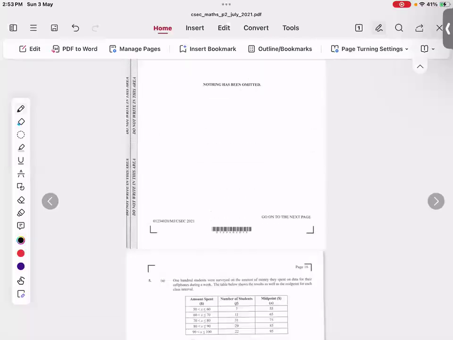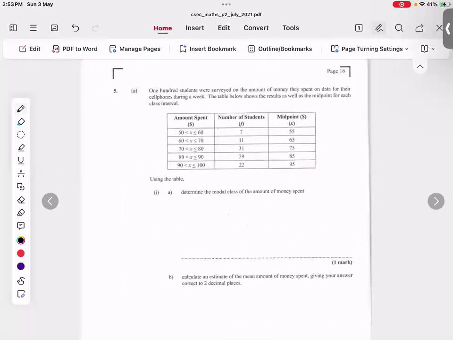All right, good. So we do question 5, statistics.